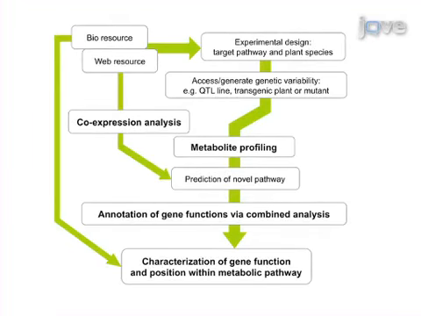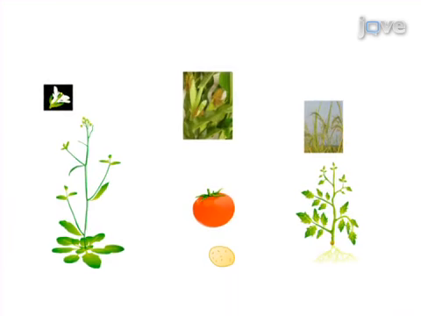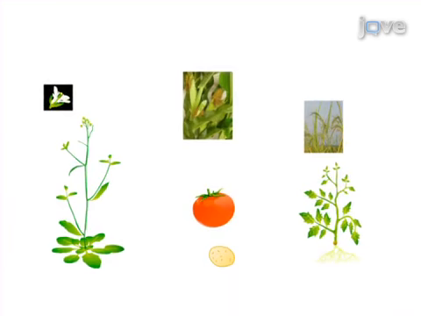The overall goal of the following experiment is to discover and characterize novel gene function using gene annotation via combined analysis of metabolite profiling and co-expression analysis. This is achieved by consideration of experimental design with a focus on particular metabolic pathways and plant species.